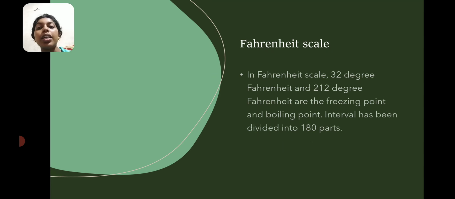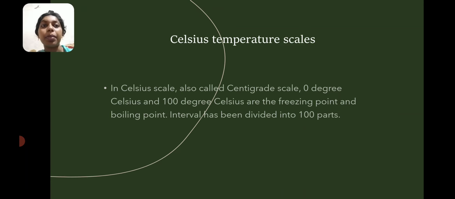Fahrenheit scale. Fahrenheit is written as degree Fahrenheit. For example, 25 degrees Fahrenheit is read as 25 degrees Fahrenheit. In the Fahrenheit scale, 32 degrees Fahrenheit and 212 degrees Fahrenheit are the freezing point and boiling point. The interval has been divided into 180 parts.